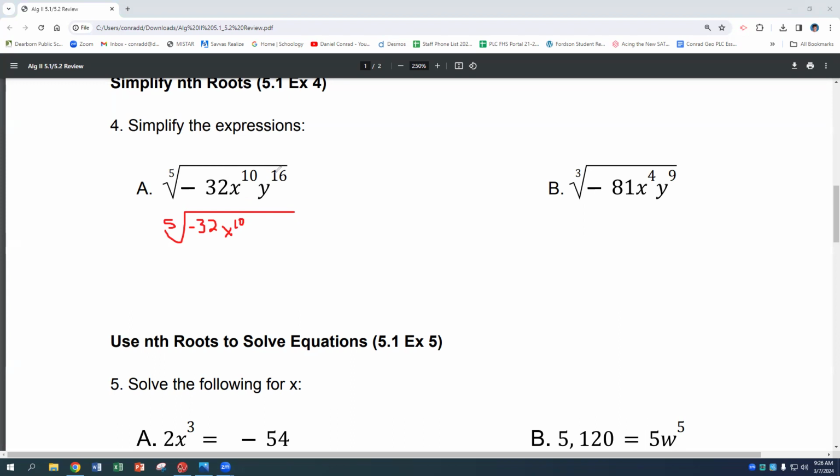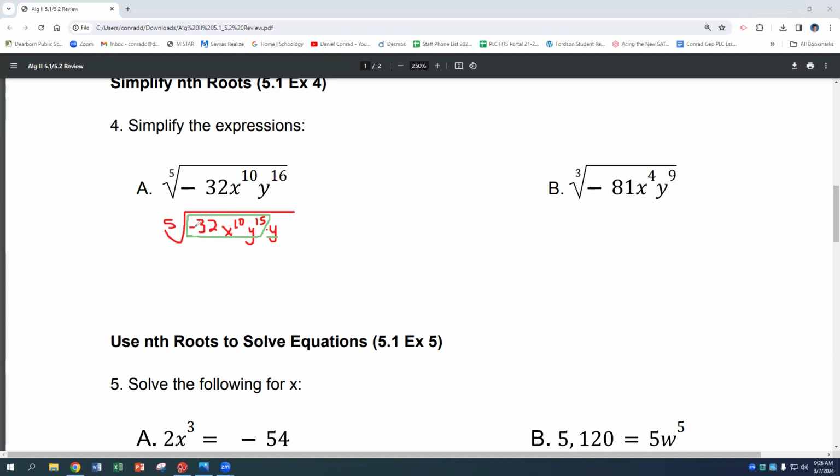So 5 does not go into 16 evenly. So the first number below 16 that 5 will go into evenly is 15. So I'm going to split this up into y to the 15th times y, right? Y to the first, 15 plus 1 is 16. Okay, and then I'm going to take my perfect fifths. So my perfect fifths are going to be the first 3 here. Okay, and then we're just going to have a y left over.